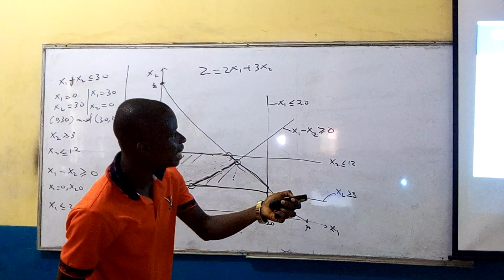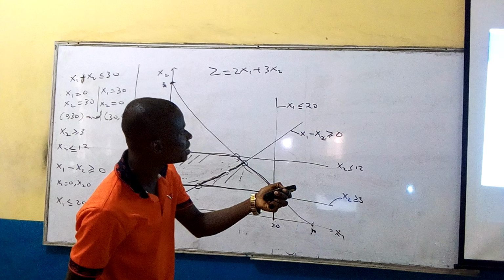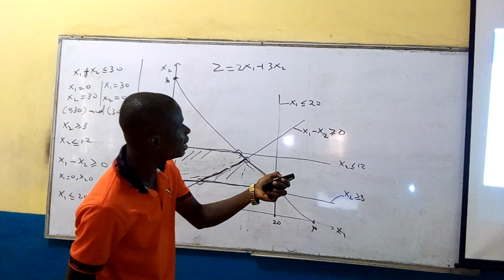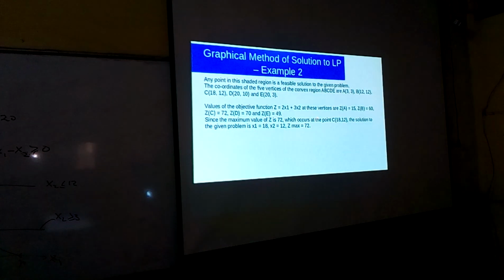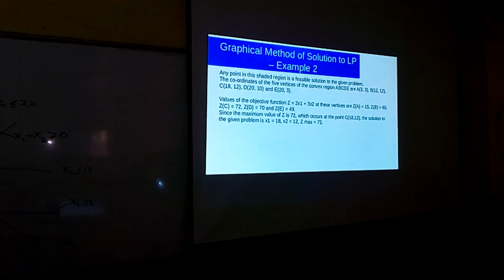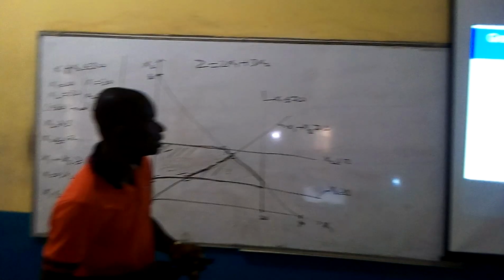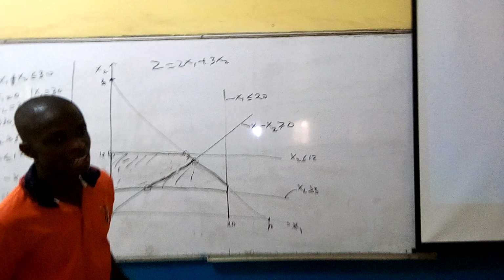This function z, the one that gives the maximum value. I think the maximum value is 72, that's for point C, 18 and 12. So our solution is x1 equals 18, x2 equals 12. That will be our solution. Okay, thank you very much.